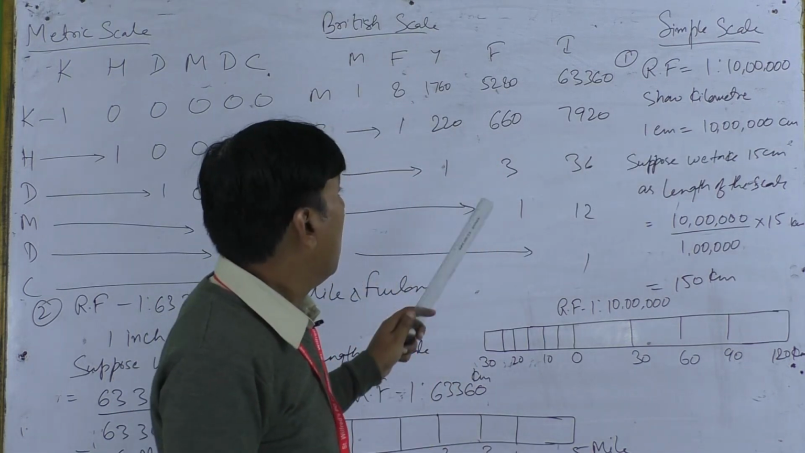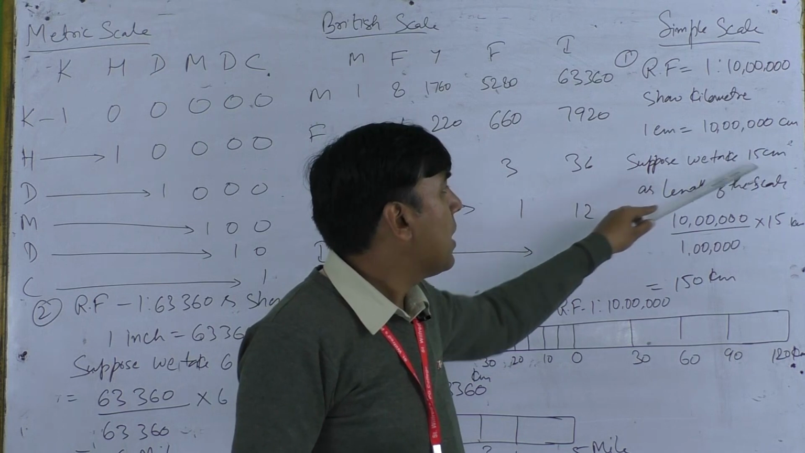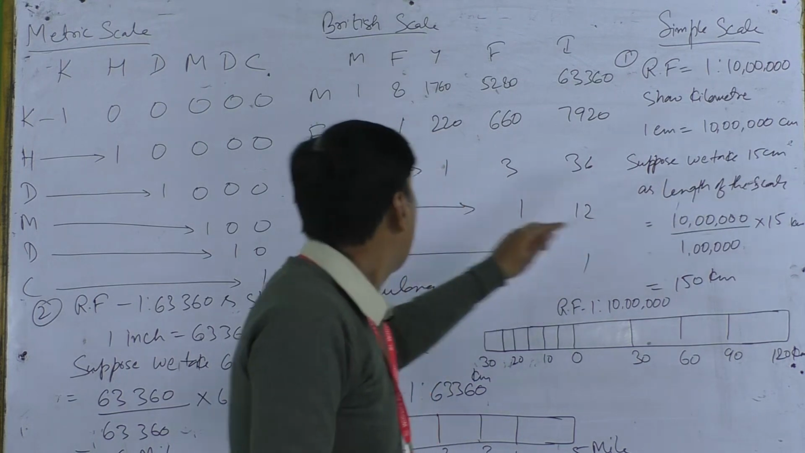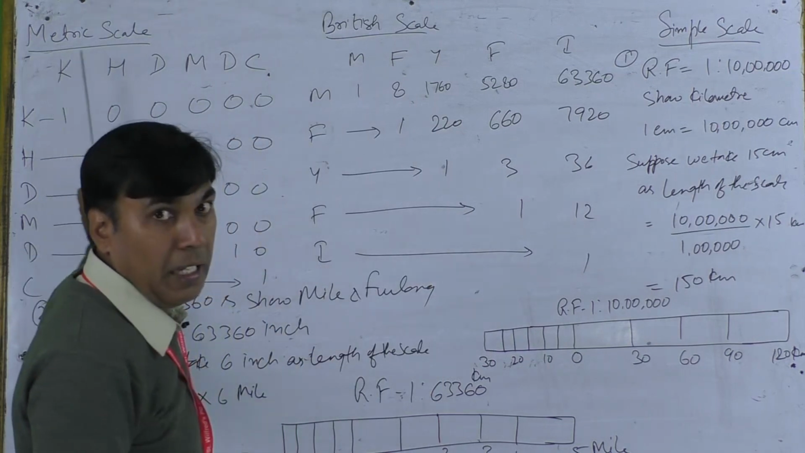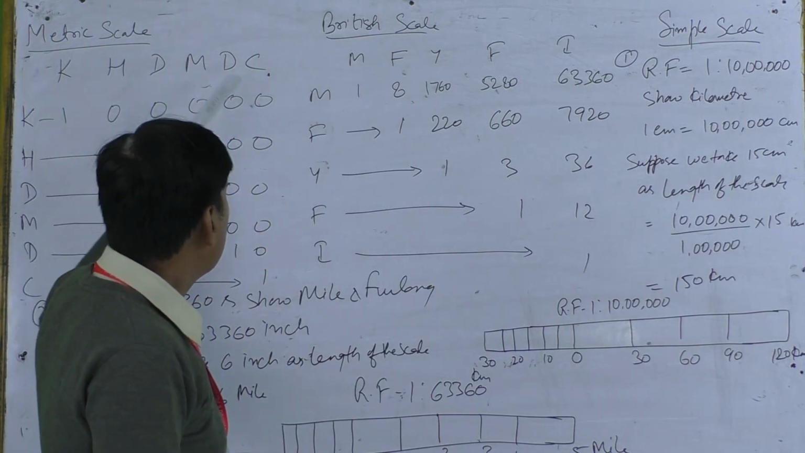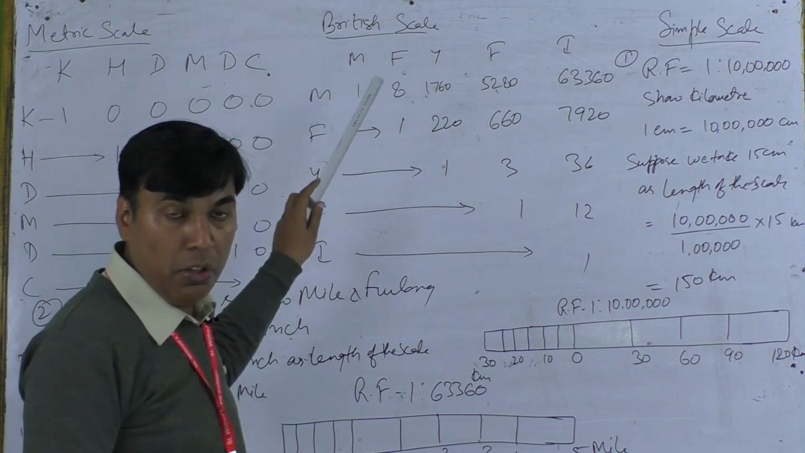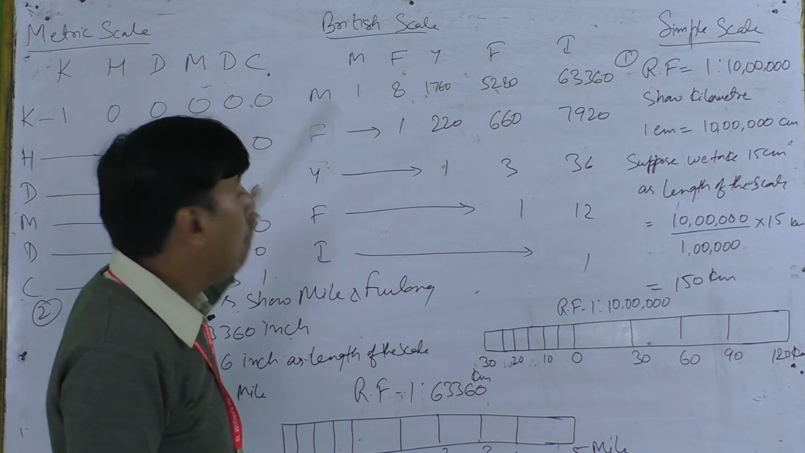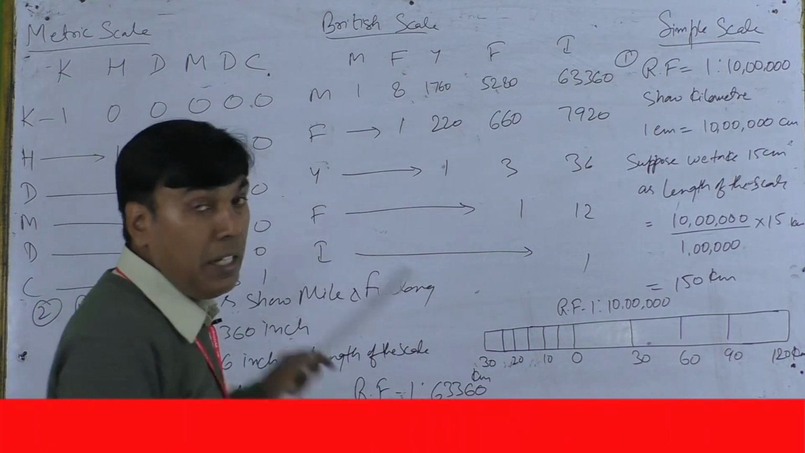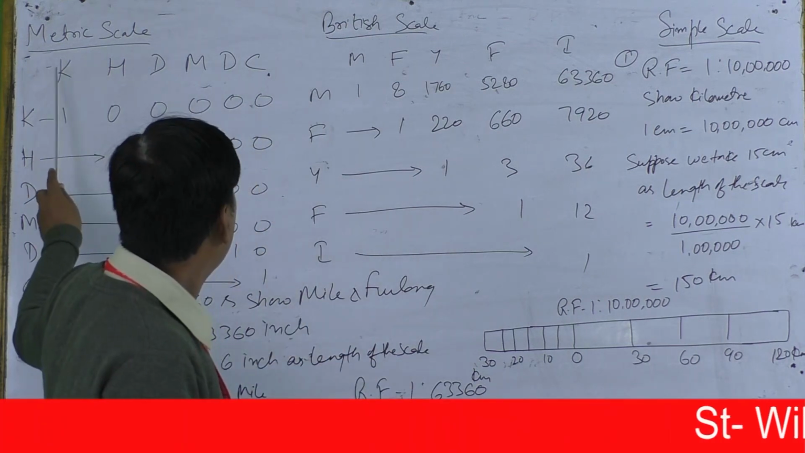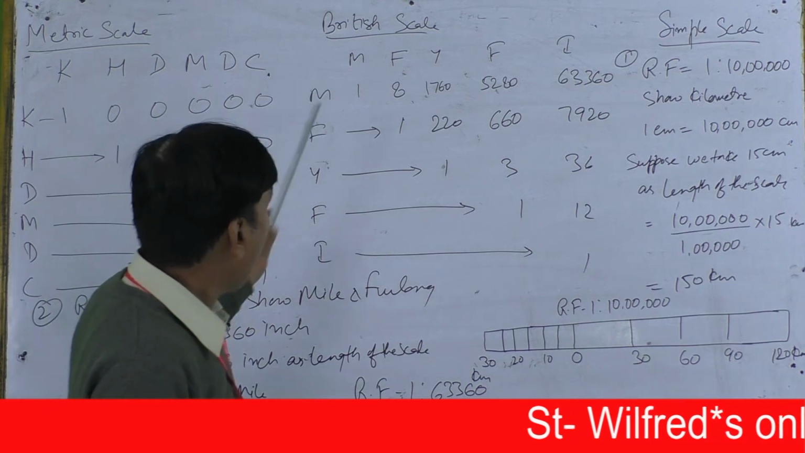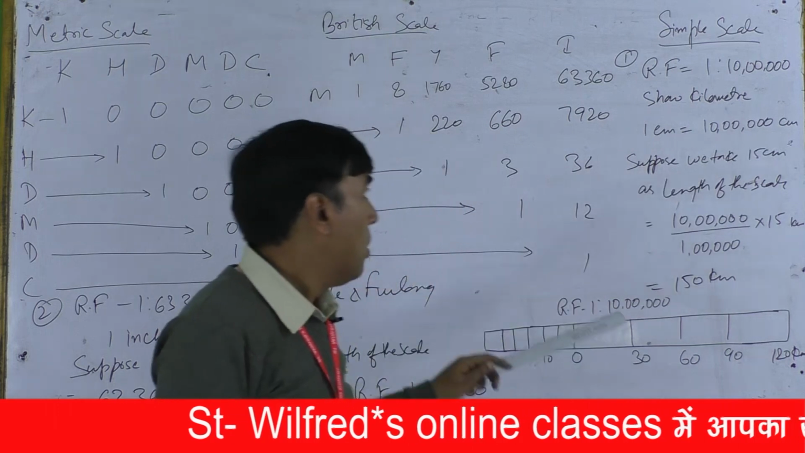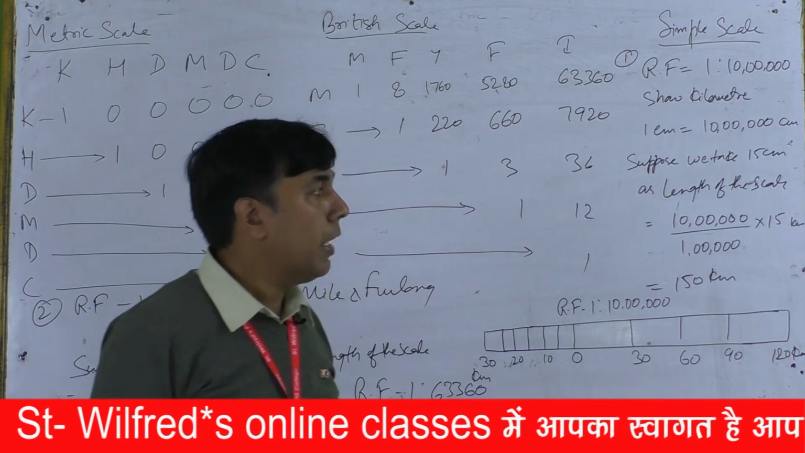Okay, suppose we take 15 centimeter as the length of the scale. Why? Because we are using a metric scale. In the metric scale, the centimeter is the smallest unit, and the biggest unit is the kilometer. Another unit is the millimeter. It's also smaller than the kilometer. So 1 centimeter is equal to 10 lakh centimeter. So suppose we take 15 centimeter length as the scale.